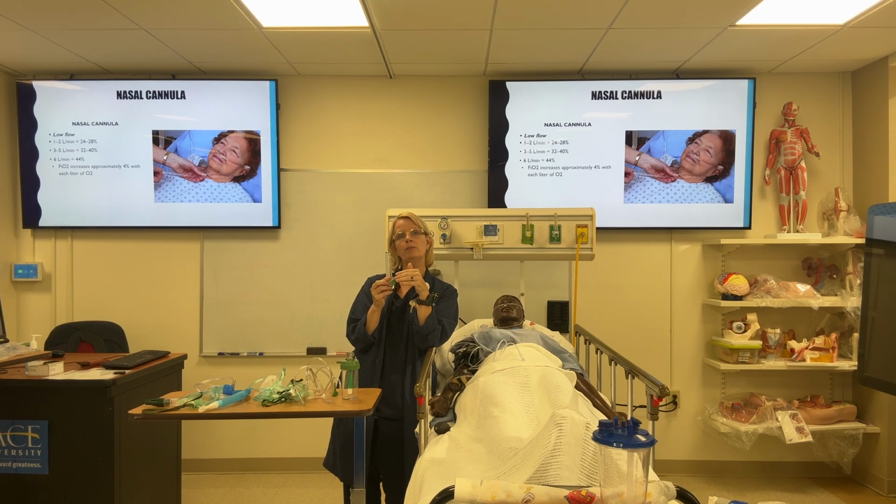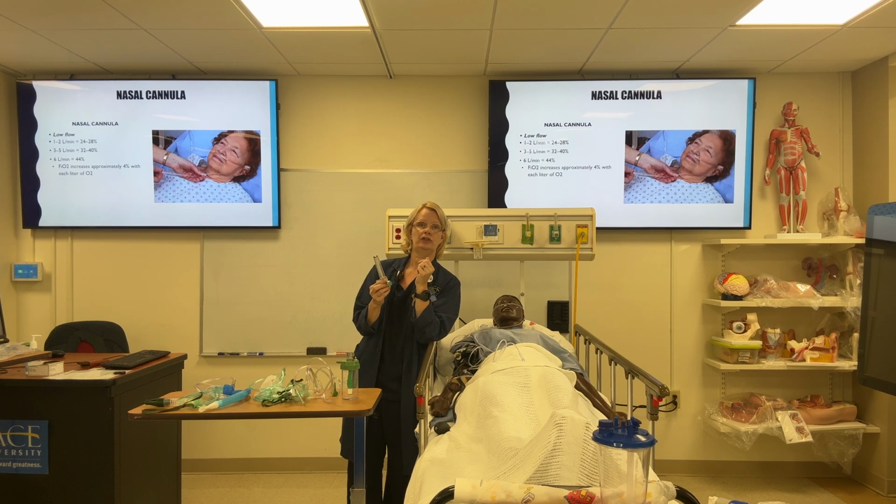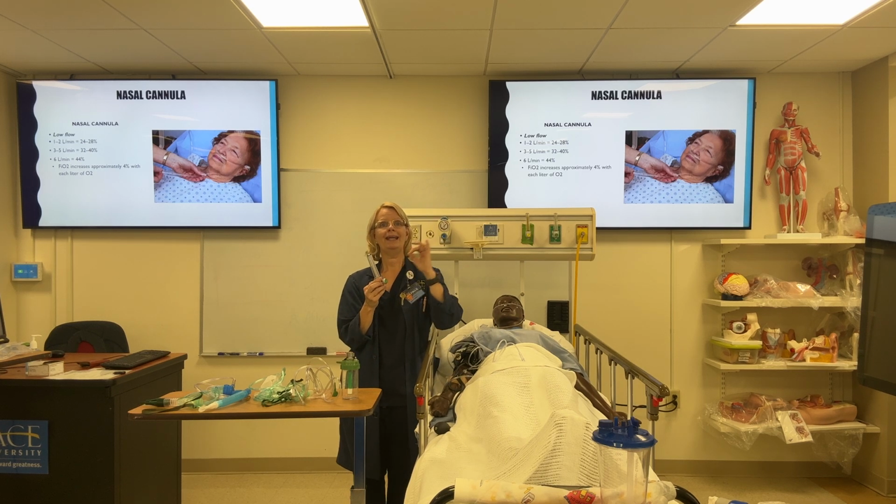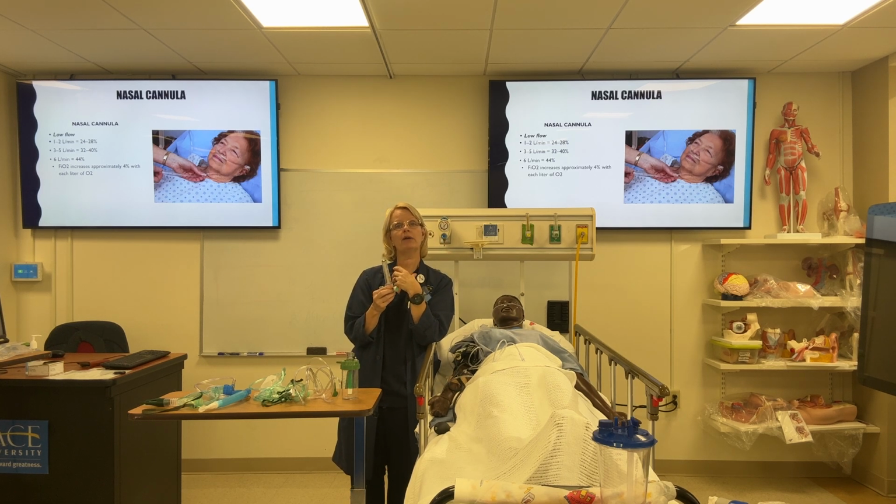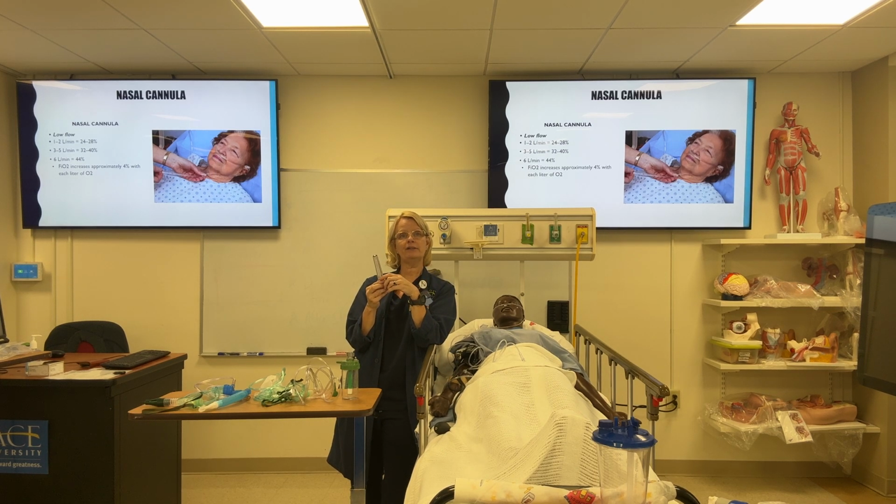So what does that mean? Remember we talked about room air being 21%. Well, if I put my patient on 2 liters of oxygen, I'm giving them 28% FiO2. That's the percentage of oxygen they're going to be breathing in through that nasal cannula. If I increase that flow rate on the flow meter up to, let's say, 3 to 5 liters per minute, then my patient's going to be getting anywhere from 32 to 40% FiO2. And if I max them out at 6 liters per minute, then the patient's getting approximately 44% FiO2.